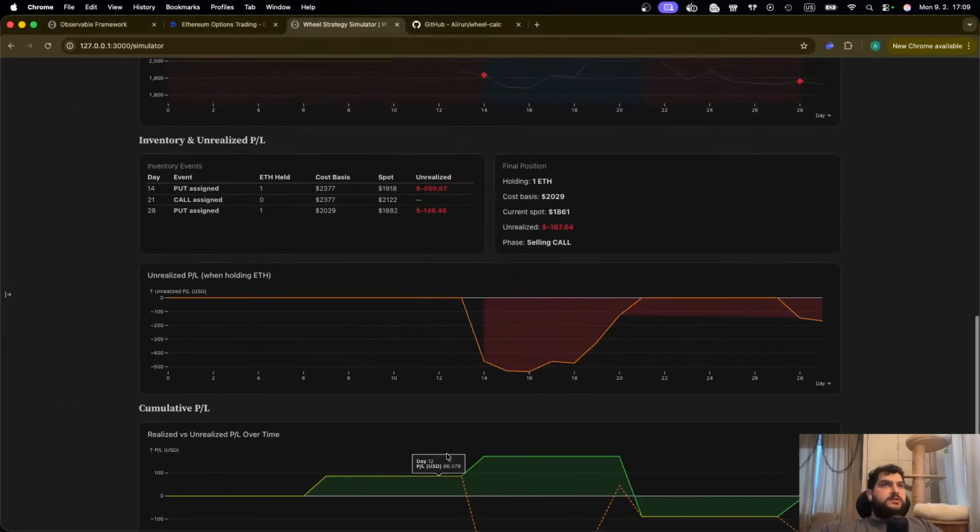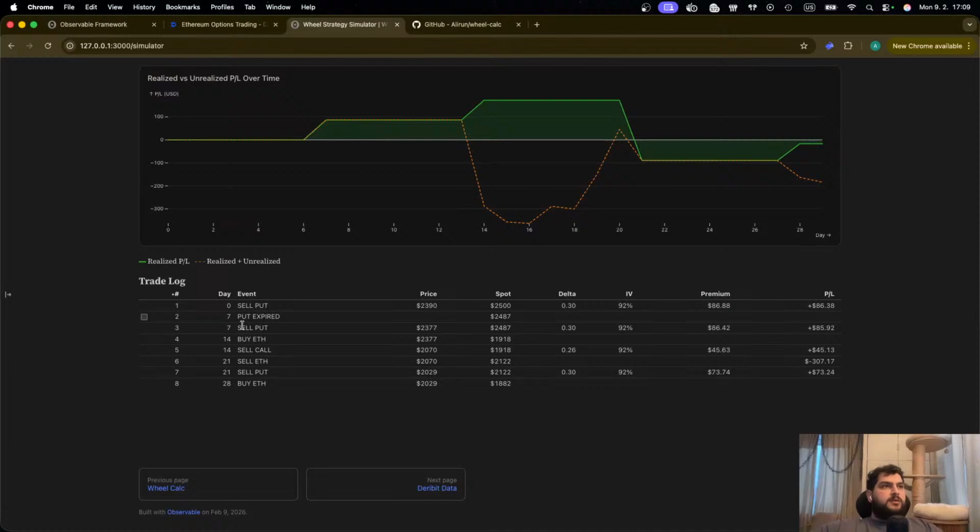Okay, so now it's clearer here. You can see first we sell a put with these params, but this premium, so we have PNL like this. Then the put expires and we sell another put. Expires, nothing happens here. Then we sell another put.